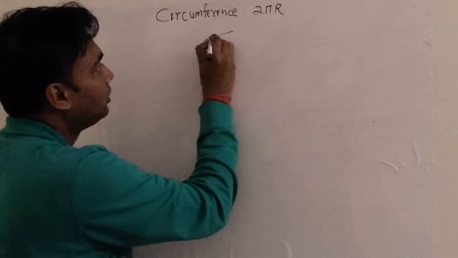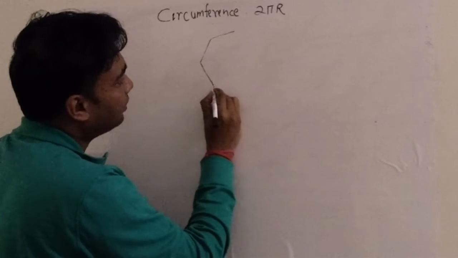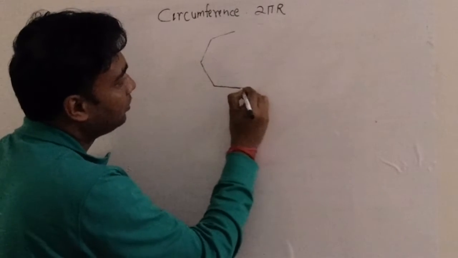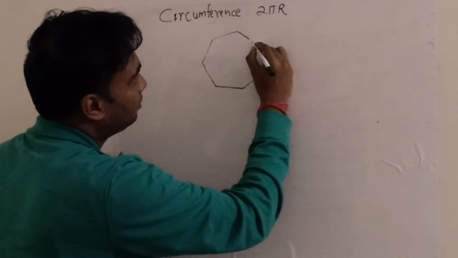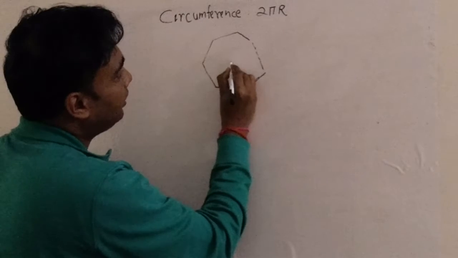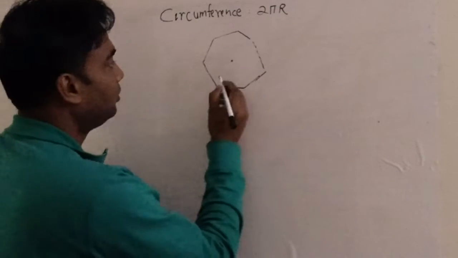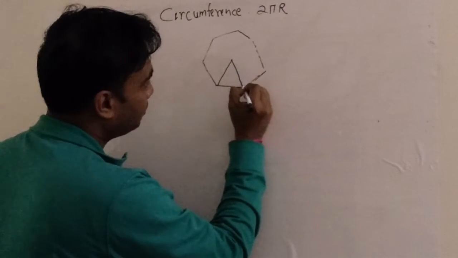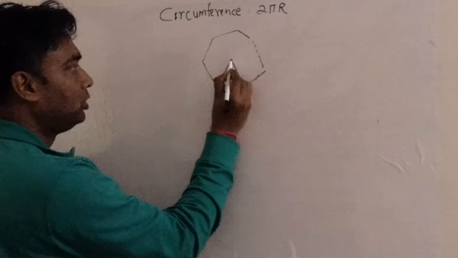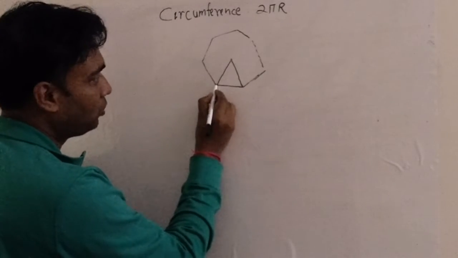Regular polygon means that all its sides are equal in this polygon. And this is a polygon of n sides. So let this be the center. This is the center of the polygon. And let me join this center to the vertices, the corners of the polygon.